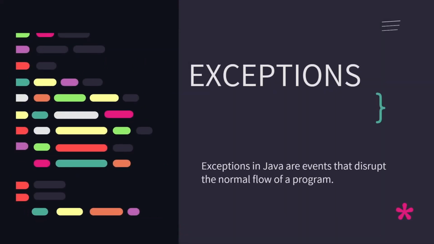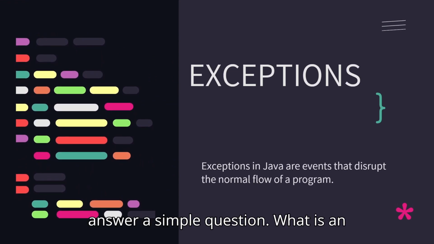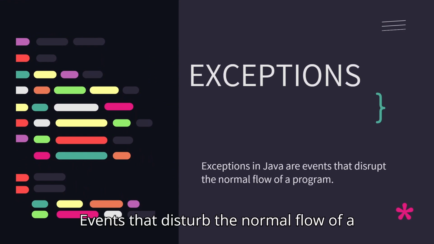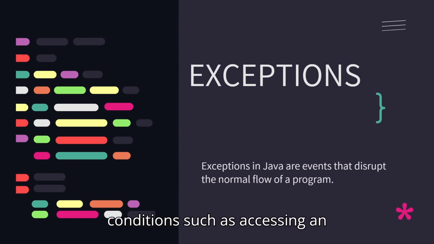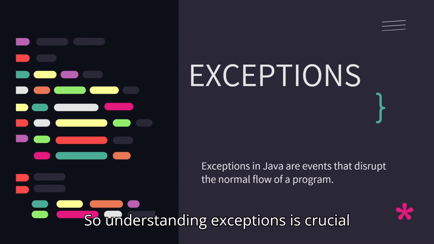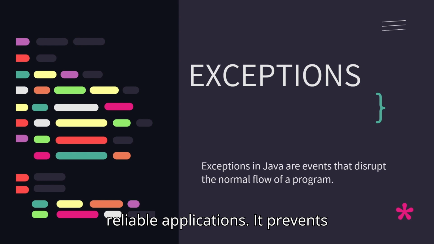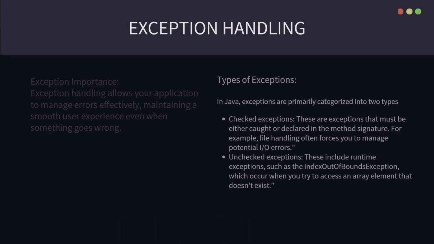Before we jump into the code, let's answer a simple question. What is an exception? In Java, exceptions are events that disrupt the normal flow of a program. They occur due to unexpected conditions such as accessing an invalid index in an array. Understanding exceptions is crucial because it helps us build robust and reliable applications. It prevents programs from crashing and ensures that errors are managed gracefully.